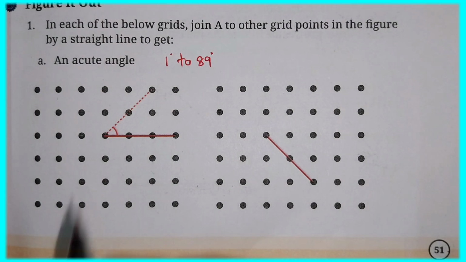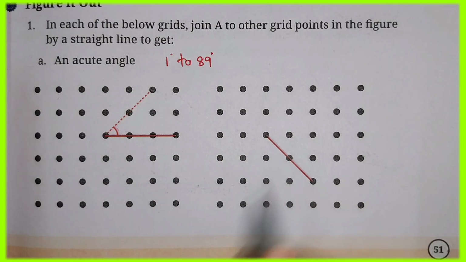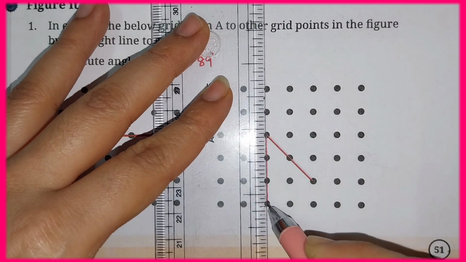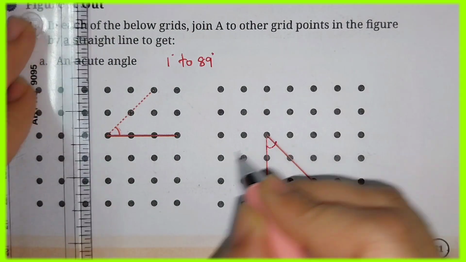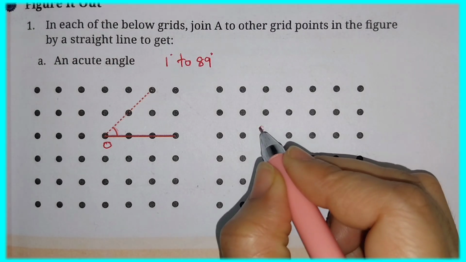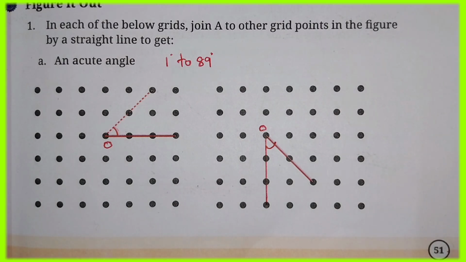So in the question they have given that in each of the grids shown you need to join point A to the other grid points using a straight line to get an acute angle. An acute angle is less than 90 degrees. Joining points with a straight line in the grid to form angles less than 90 degrees will give you an acute angle. So these two are the acute angles.